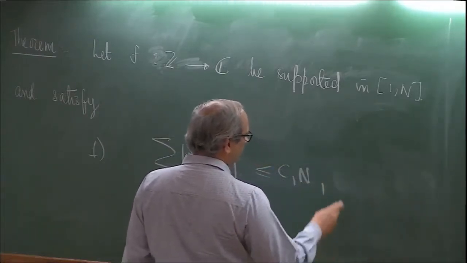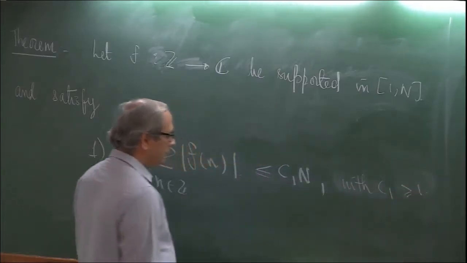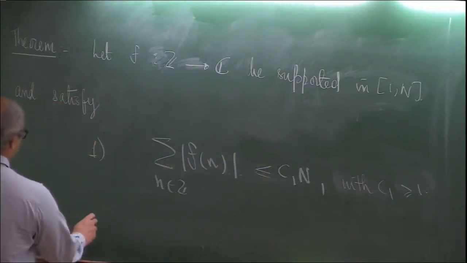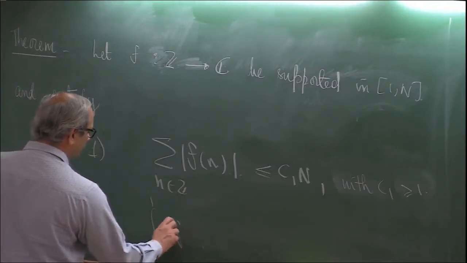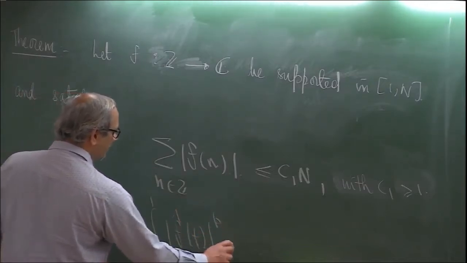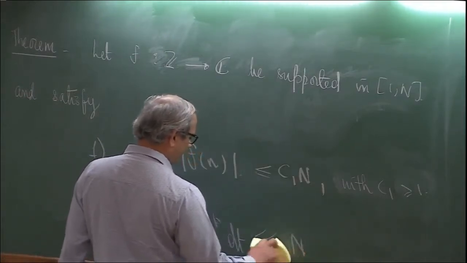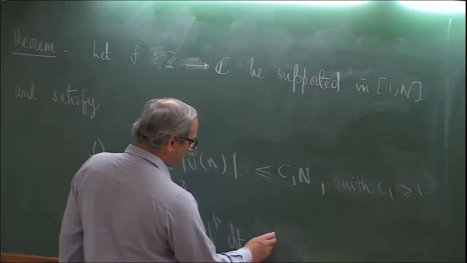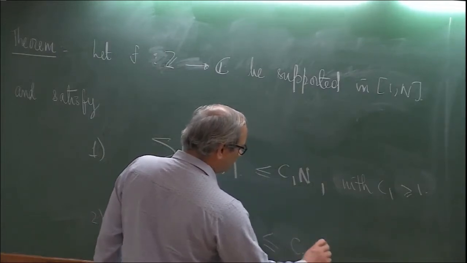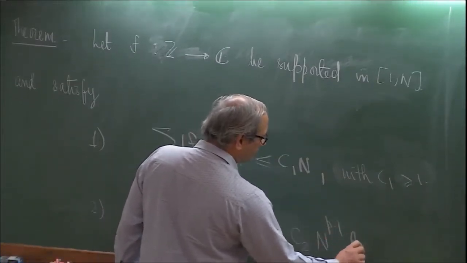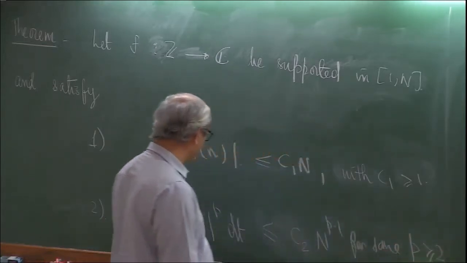So with C1 larger than 1, then secondly, that the L^p norm of the Fourier transform of f be less than another constant here, C2, n to the power of p minus 1, for some p greater than or equal to 2.